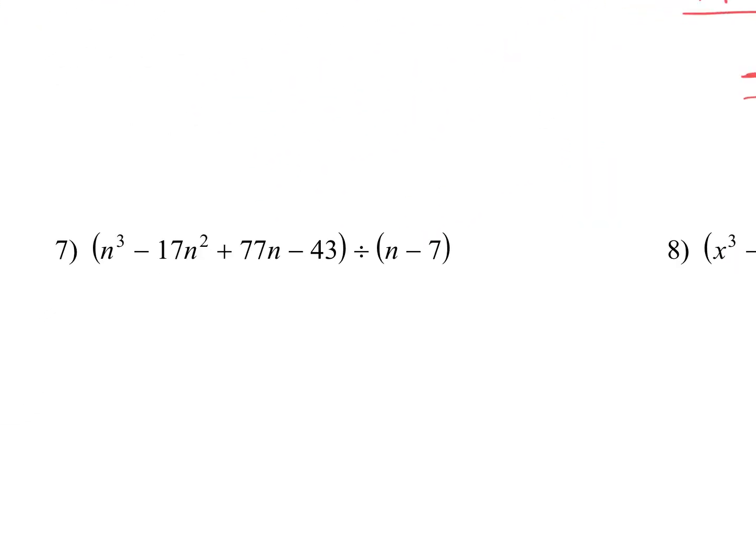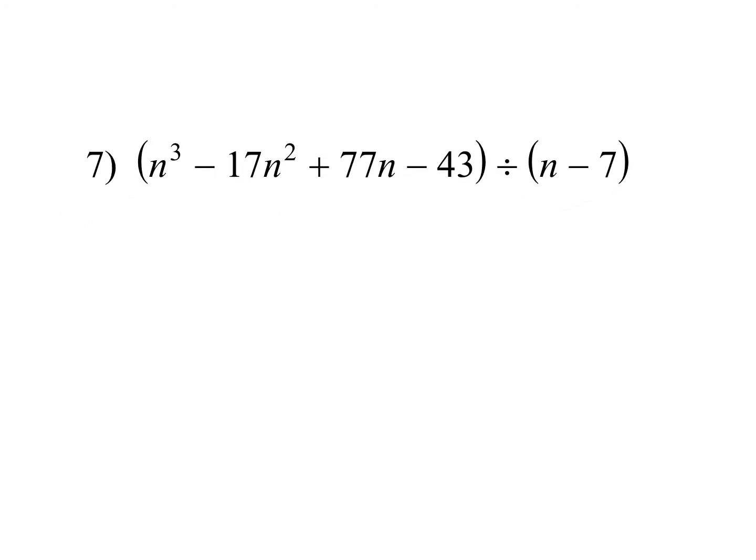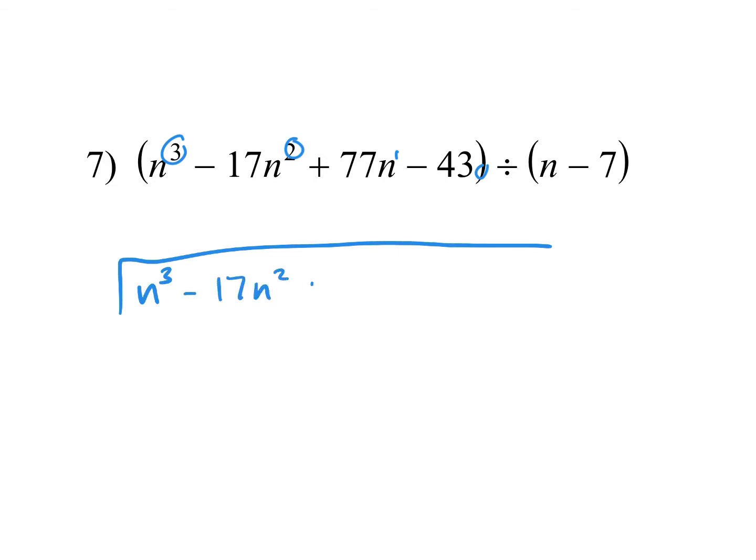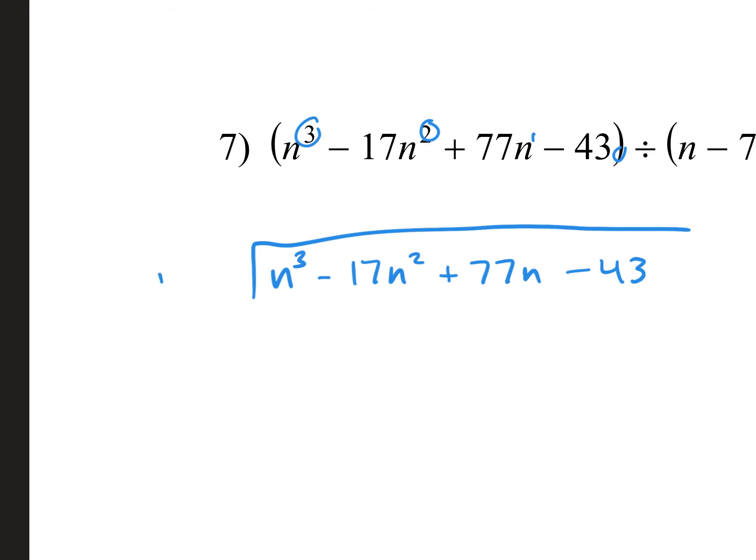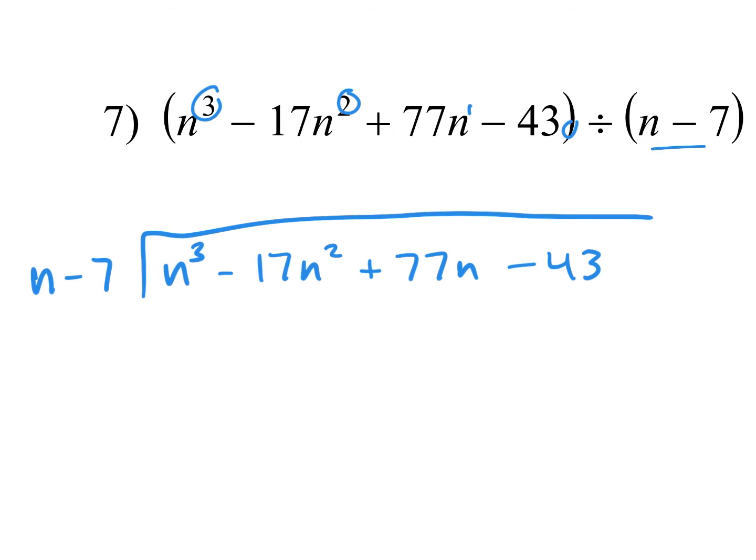All right, let's go to number 7. So what's going to go inside the box? The first one. Am I missing anything? I have 3, 2, 1, and none. So we're good. So everything in the first part goes in the box. n to the third power minus 17n squared plus 77n minus 43. What goes outside the box? And minus 7. Yeah, it stays the same. For synthetic division, the sign changes.